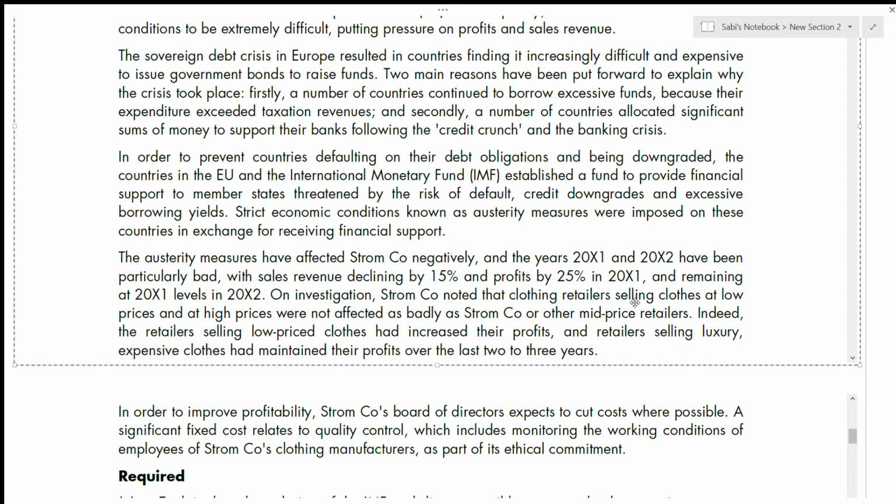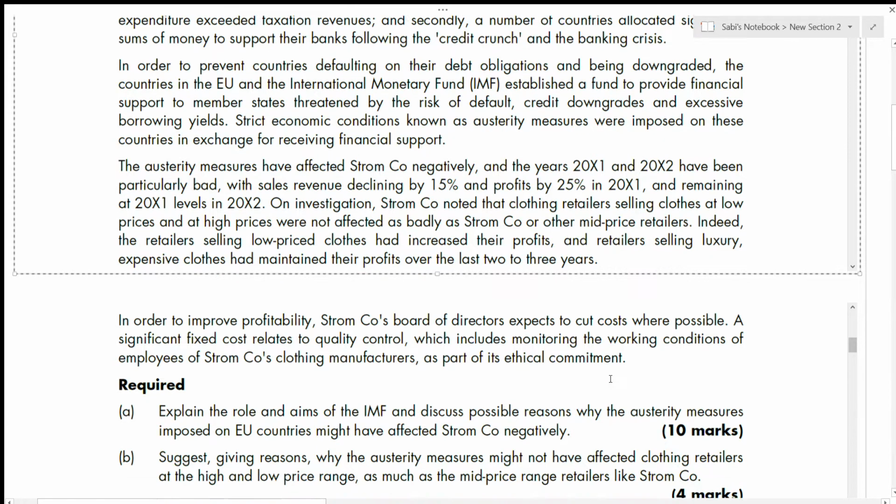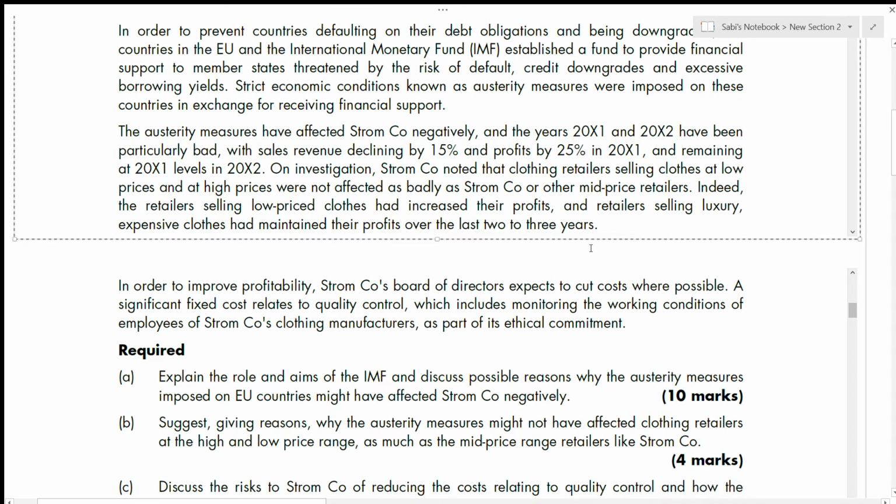Now, also to improve their situation, they are going to cut down the cost in their quality control. They are going to cut because their high cost is there in quality control, which is their fixed cost, by the way. So they are cutting their cost down wherever possible, so that they can improve their profits.